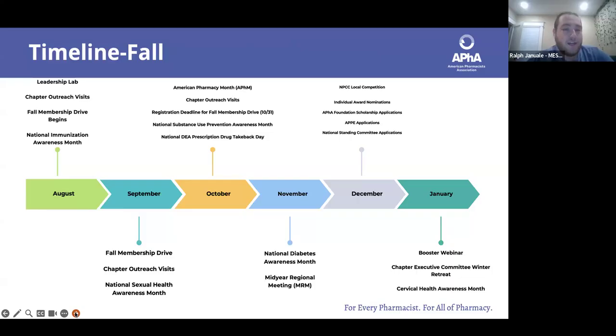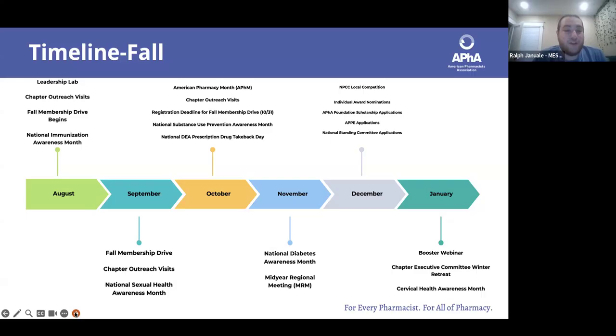And getting into the timeline, this will be sent out to you. Do not worry about memorizing everything that's on these slides. Some things to be aware of: in August, we have the Leadership Lab week that is happening right now. Chapter outreach visits, you can still request these if you have not yet and your chapter wants to participate in a chapter outreach visit. The fall membership drive should be beginning when your school semester starts. This is also National Immunization Awareness Month.